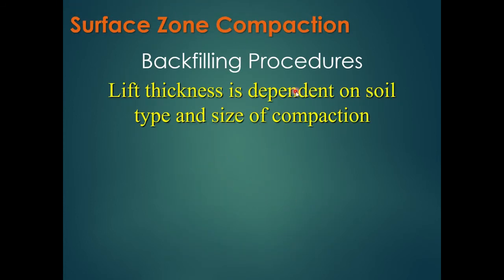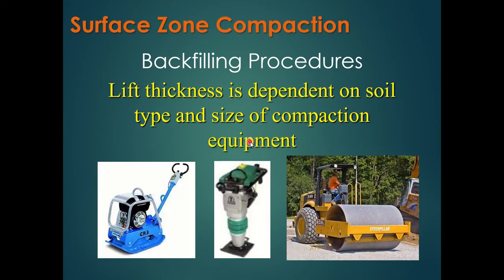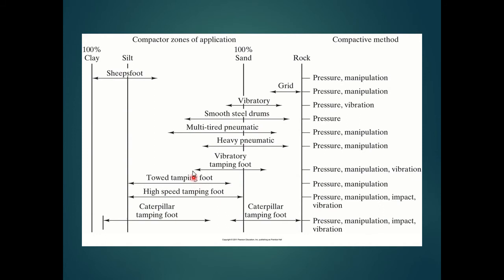Okay, lift thickness is depending on the soil type and the size of compaction. Okay, clay soils, cohesive soils, we need a little thinner lifts because we need to knead that. Okay, so jumping jack, walk behind plate, smooth drum. So, okay, different sizes, different lift thicknesses. This is right out of the book. This kind of shows different kinds, what we use to compact different things.